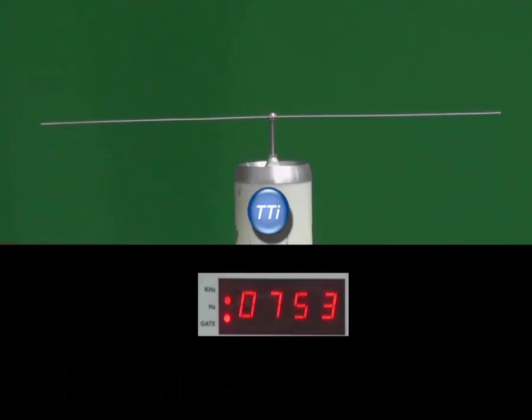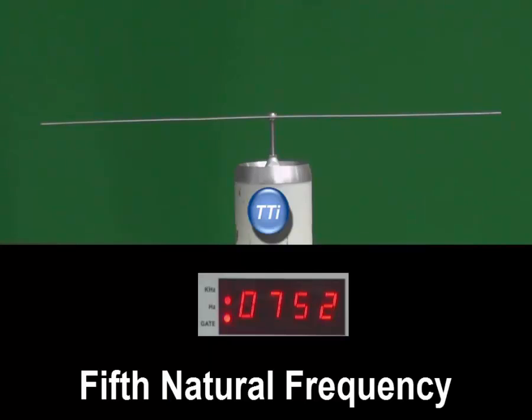I've now increased the frequency up to 752 to 753 Hertz, and we are now driving the beam at the 5th natural frequency. The motion's got quite small, although we can hear it, we can't see it. The displacement has gone down as we increased in frequency, while the acceleration went up.